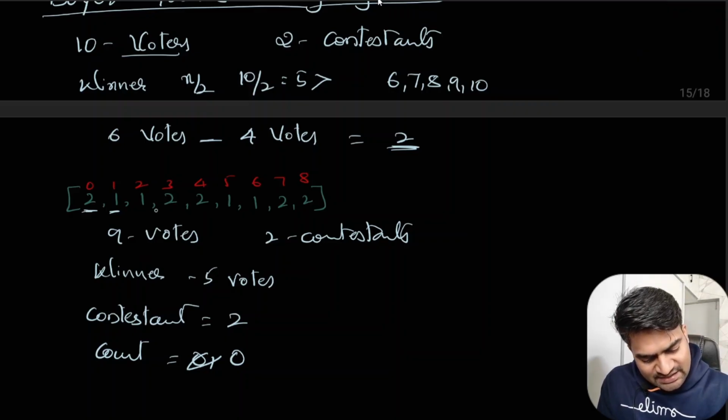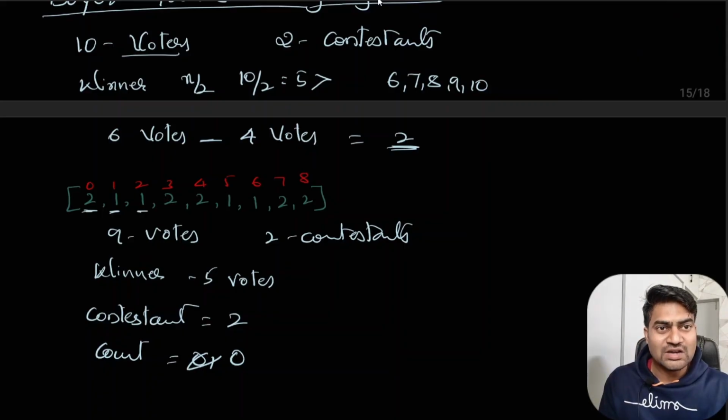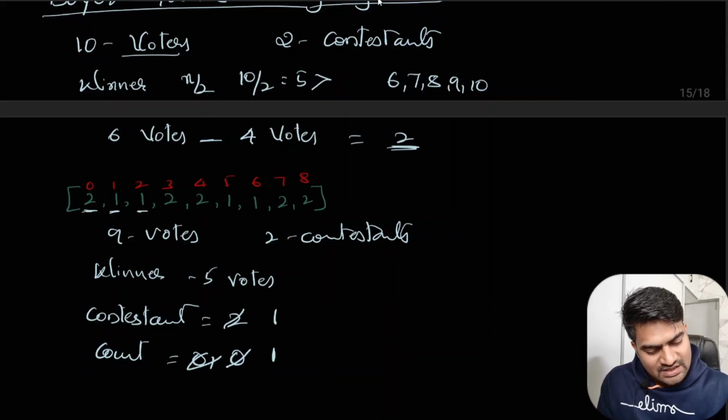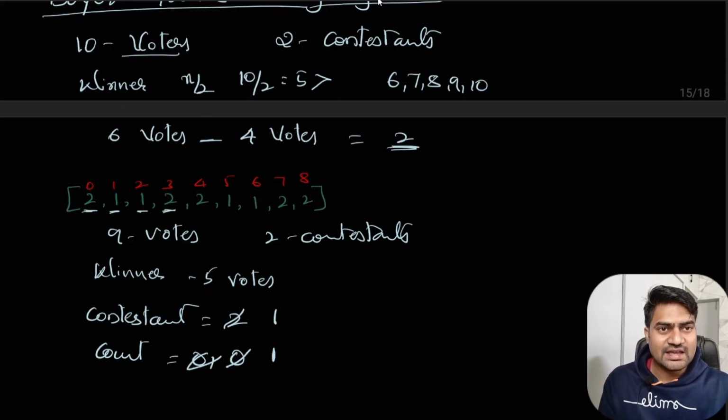Okay. I will continue. Now if you see, 1 got 1 extra vote. Okay. So now I will change my contestant, the assumption of winner, to 1, and I will increase the count to 1. Okay. Now if you see, again I get 2.